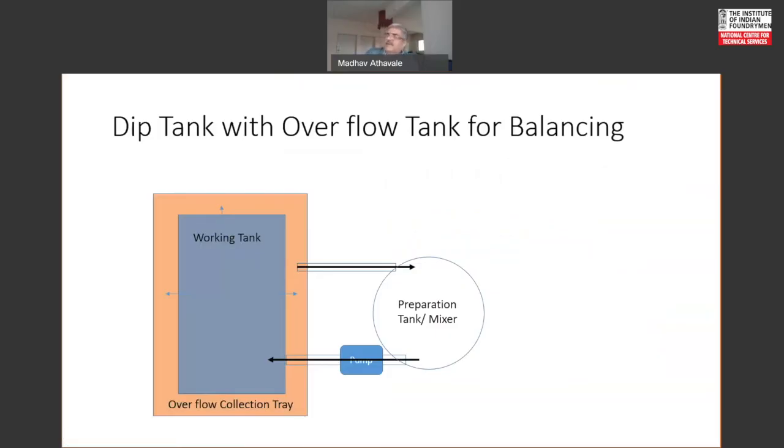Another sketch here where you have a working tank. This is sort of a top view, where after the dipping of the core, some overflow will take place, which goes into the collection tray, and overflown coating goes into the preparation tank or a mixing tank, where the consistency will be adjusted and it will be pumped back into the working tank.